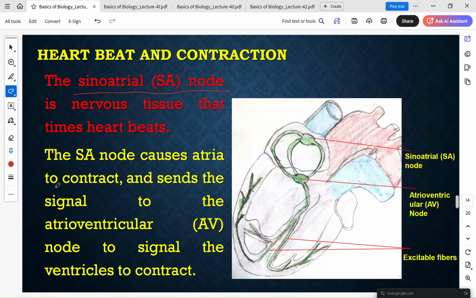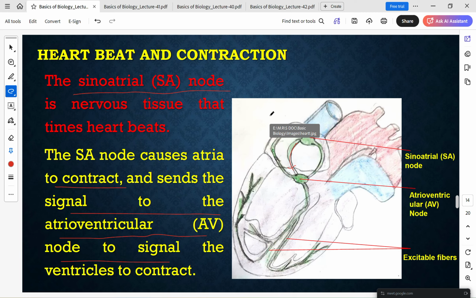It causes the atria to contract and sends signal to the atrioventricular node to signal the ventricles to contract. So first the SA node should contract. The signal at the SA node then needs to travel through the excitable fibers to the AV node. The AV node then makes sure that the ventricles are contracting to send the blood into different parts.